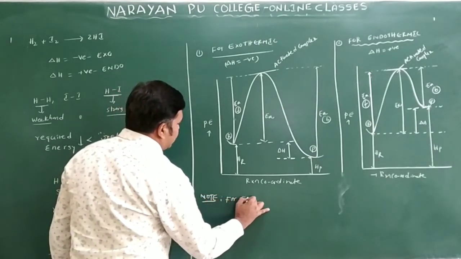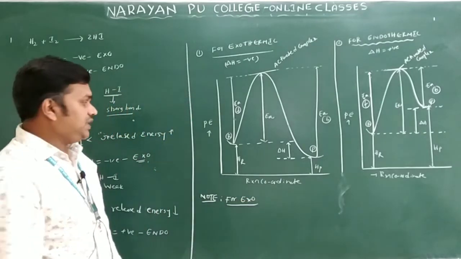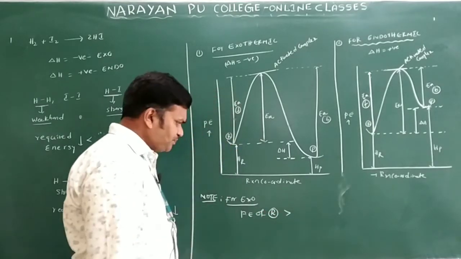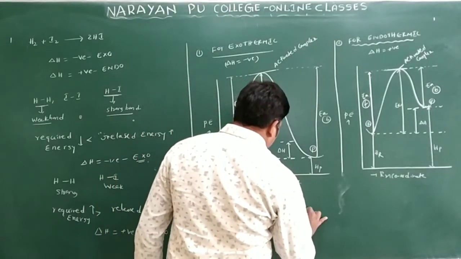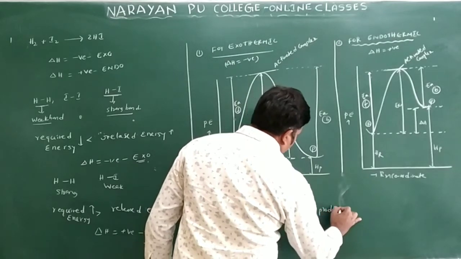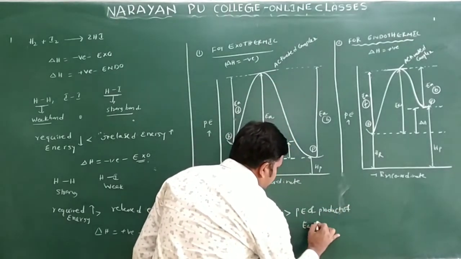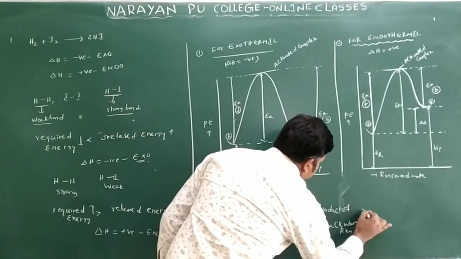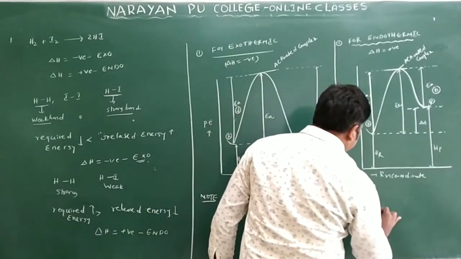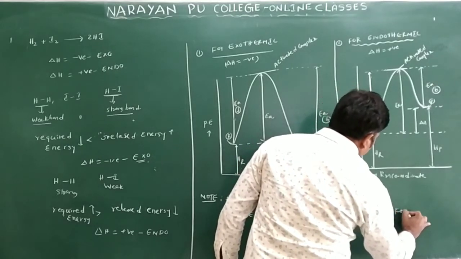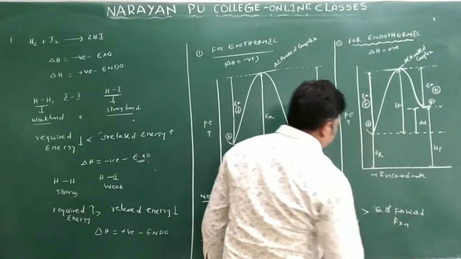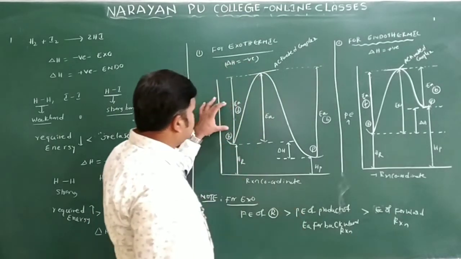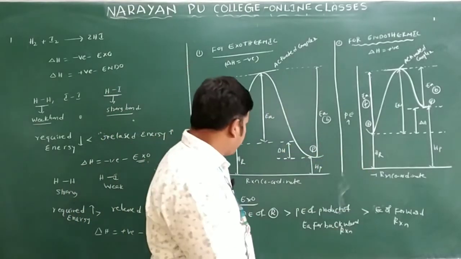For exothermic reactions, the potential energy of the reactants is greater than the potential energy of the products, and the activation energy for the backward reaction is greater than the activation energy of the forward reaction.